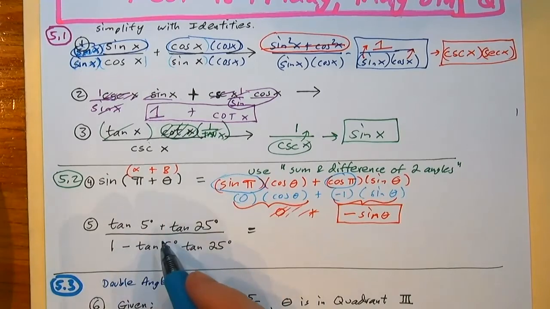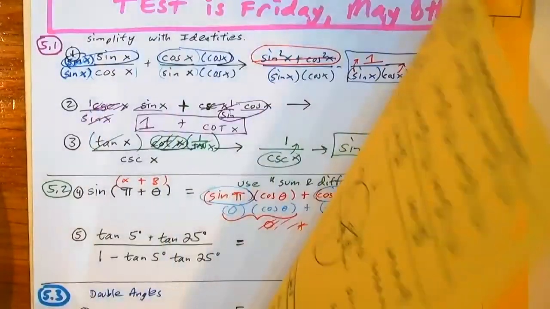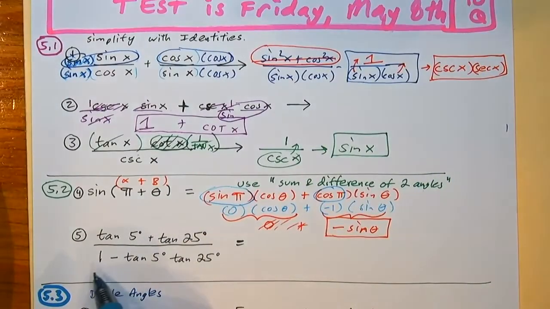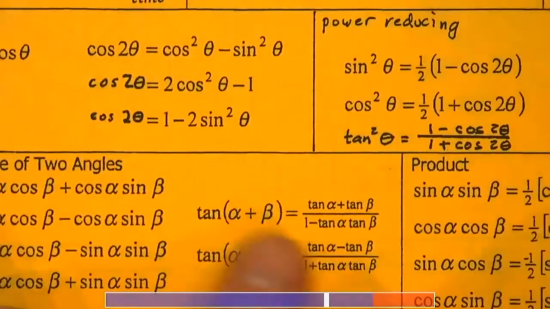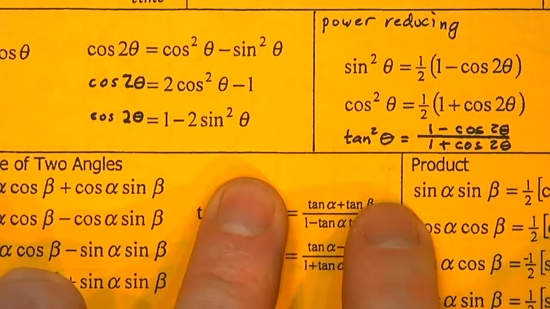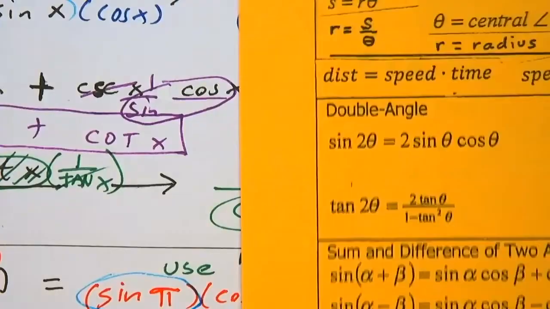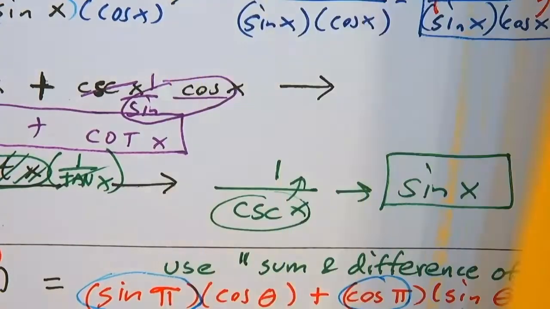Okay, here's another one. Whoa, there's a lot of stuff going on here. But then I kind of looked, wait a minute. Let's do this guy backwards. Tangent plus tangent, 1 minus tangent, tangent. And once again, I look at my sheet here, and I'm kind of going, that looks like this one, tangent plus tangent, 1 minus tangent, tangent. That's this, alpha plus beta. Okay, he's got the plus.